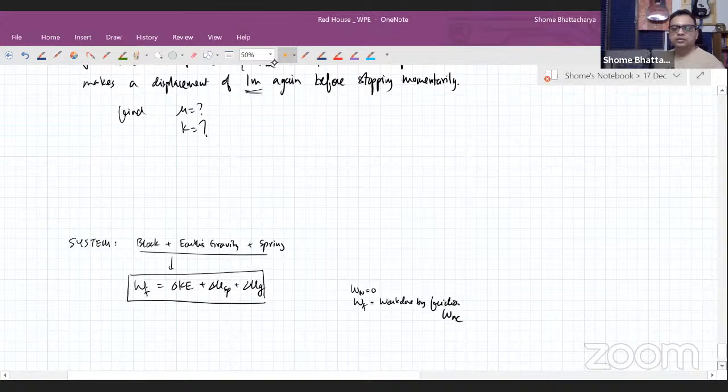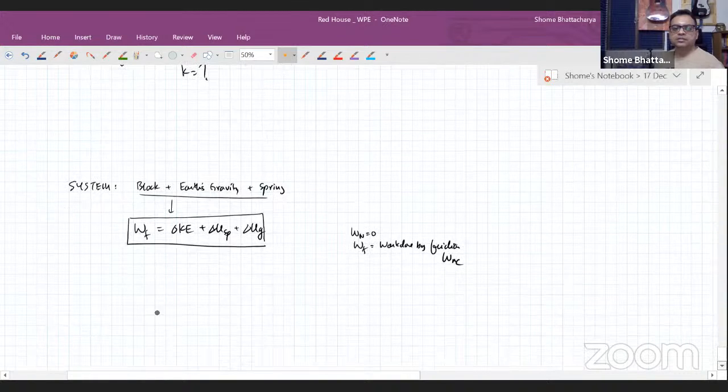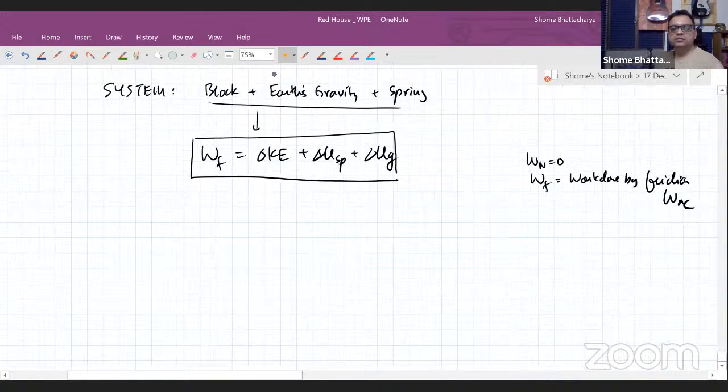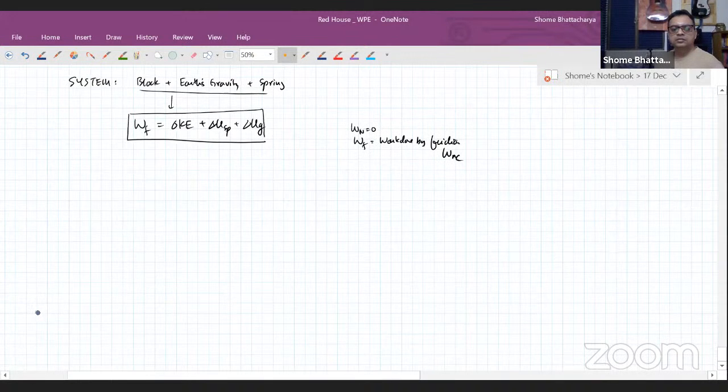Okay. So now see what is happening. Initially, our block was here at rest, such that this distance we know.